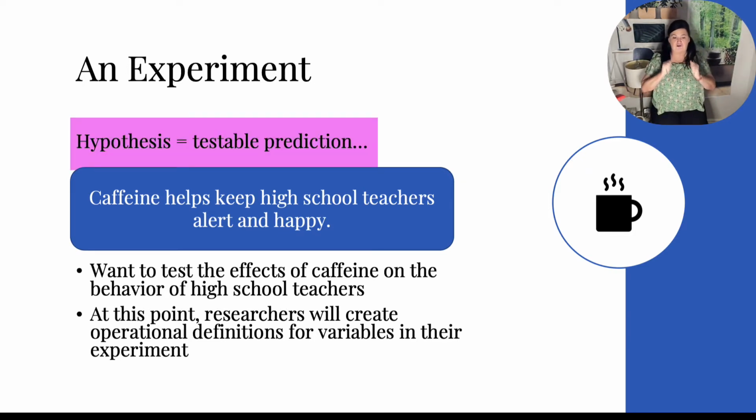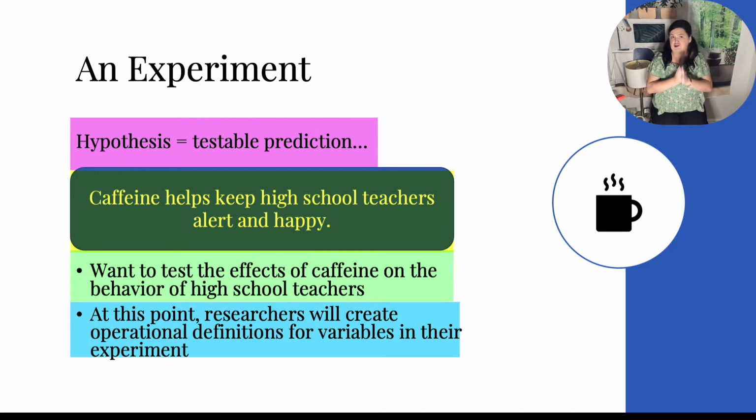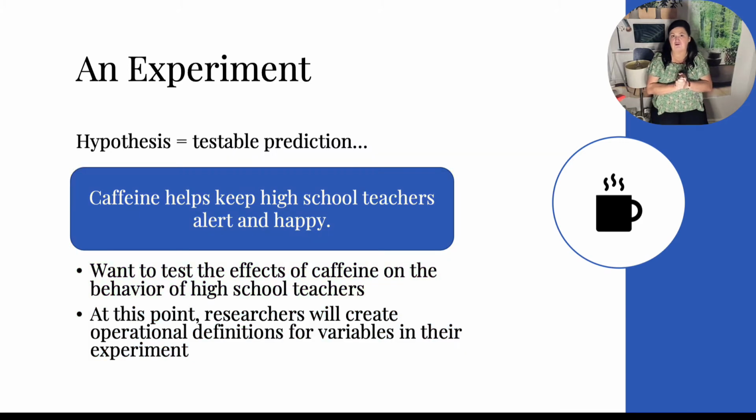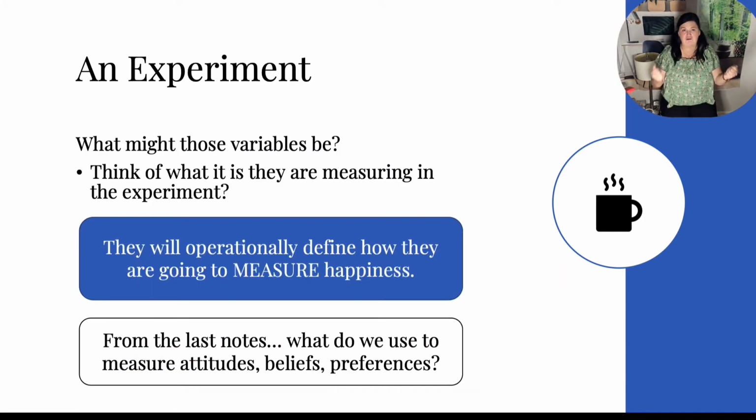Okay, so we are going to measure how caffeine helps keep high school teachers alert and happy. Okay, so what are the effects of caffeine on teachers? So in your study, you're going to now have to create operational definitions of your variables, right? You have to set up your experiment by operationally defining variable A and variable B. Okay, so how are we going to determine that? Well, we have to operationally define each variable.